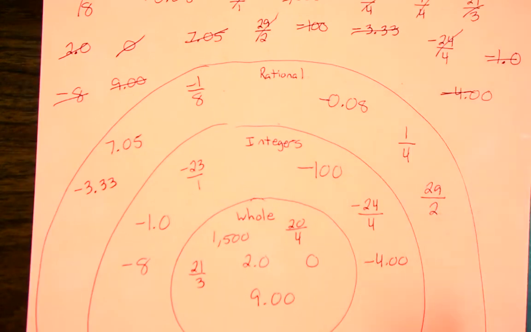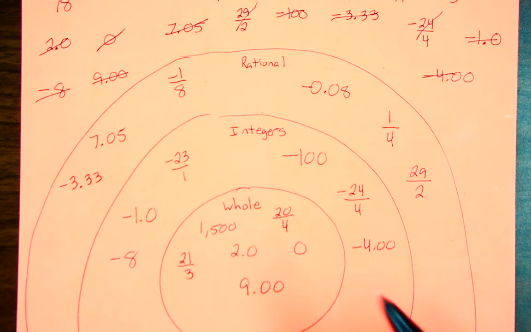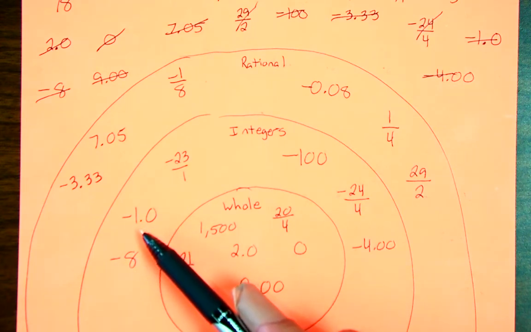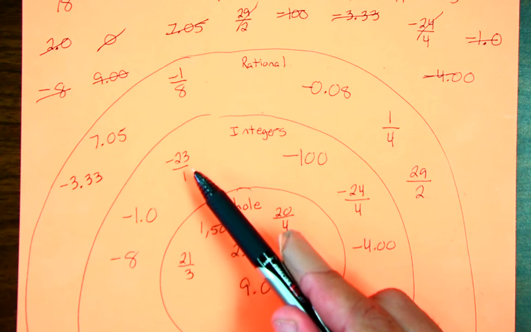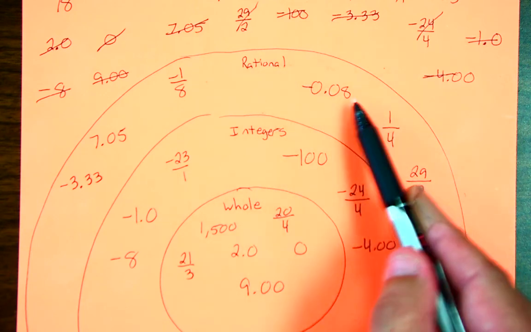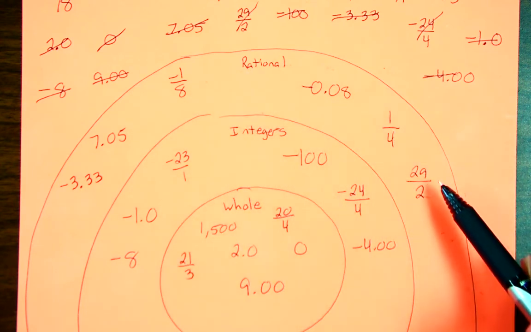So to sum this up, your whole numbers, they're your counting numbers, including 0. 0, 1, 2, 3, 4. You can have a fraction that simplifies to a whole number. You can have a decimal that is just a whole number. 2.0, 9.00. Those are just whole numbers. Integers are your negative whole numbers. You can have a fraction that simplifies to a negative whole number. You can have a decimal that is just a negative whole number. Your rational numbers are your decimals and your fractions that cannot simplify into whole numbers.